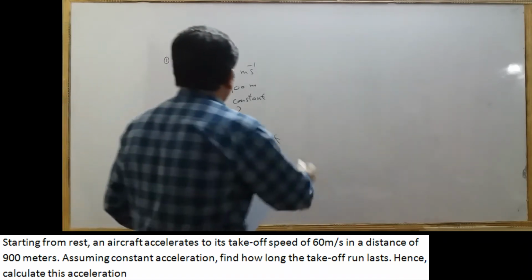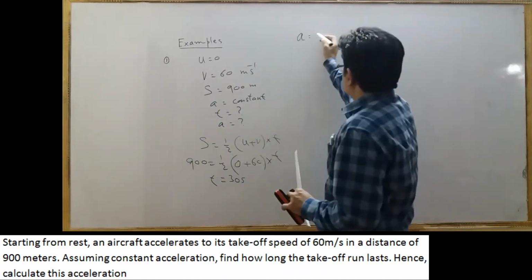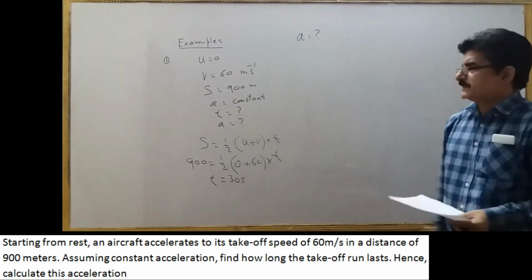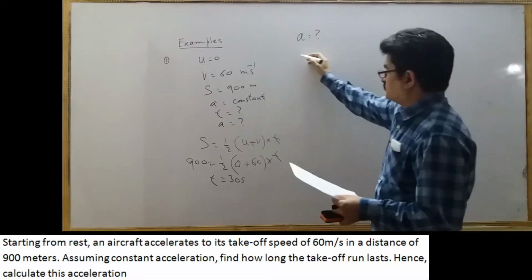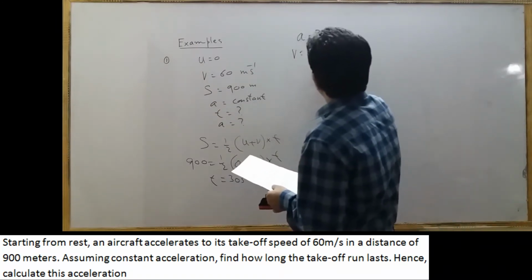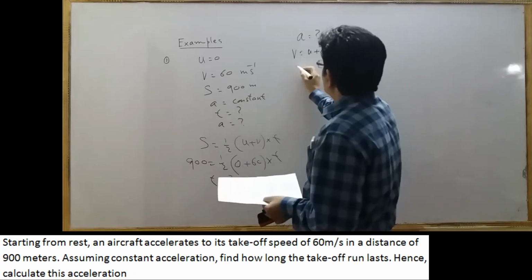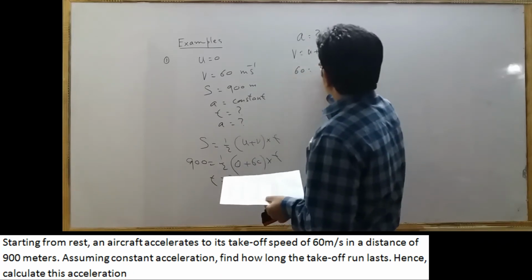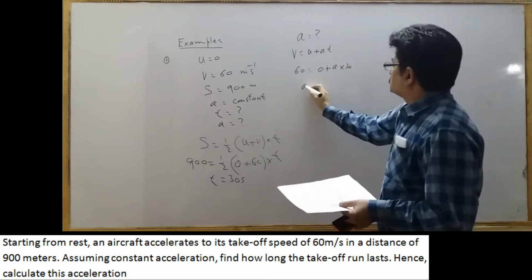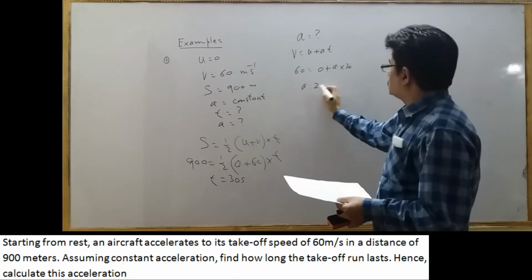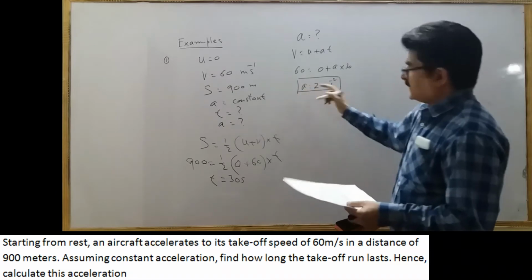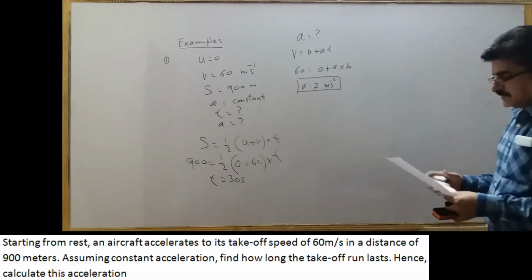Now to find a, you have all other 4 quantities. As you know, there are total 5 quantities. So you can apply any equation of motion. So we apply first equation of motion, which is v is equal to u plus at. 60 is equal to 0, you need a, time is 30, you simplify, you will get a is equal to 2. See that acceleration is positive because it is speeding up.